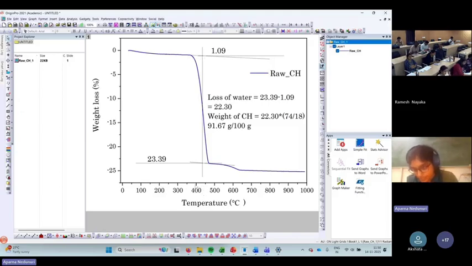Can you see my cursor? Yes, ma'am. Okay, thank you. So we can see the weight loss that is happening in between these two temperatures. Since it is calcium hydroxide, we can directly take a tangent over here. Sorry, a straight line over here. I'll just remove all this first.